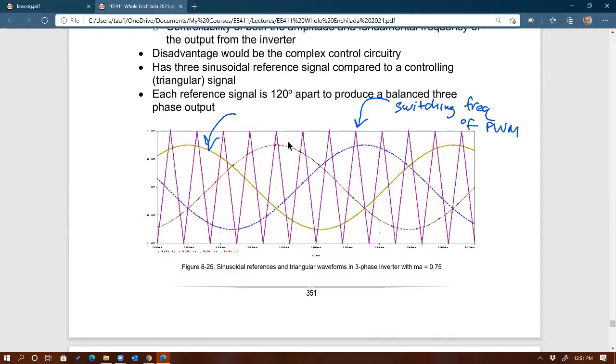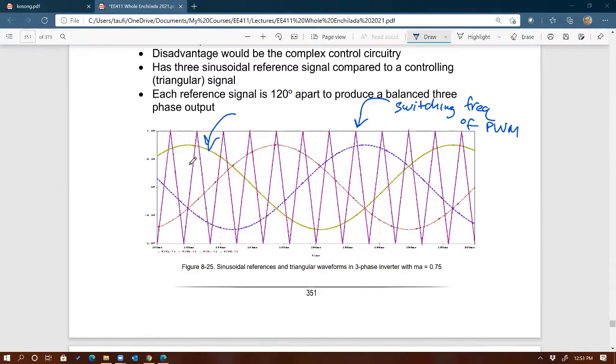The sine wave, as I said earlier, would define the frequency of the output. Since we have three phase, we have three reference signals: one for phase A, the other one for phase B, and the last one for phase C. So we have these two control signals. I already mentioned that: switching frequency from the triangle and reference from the sine waves.